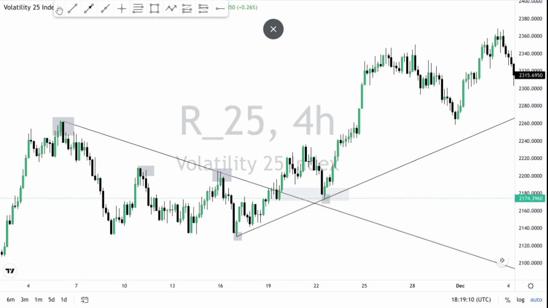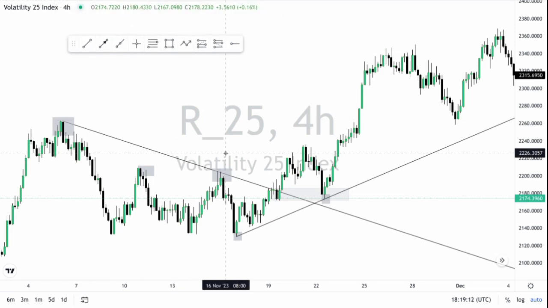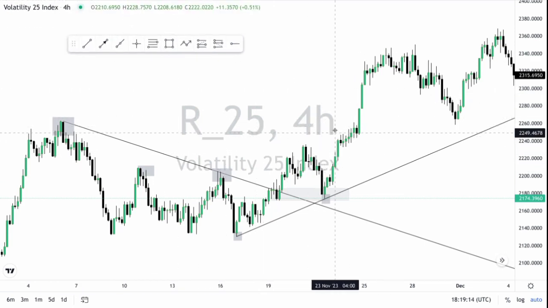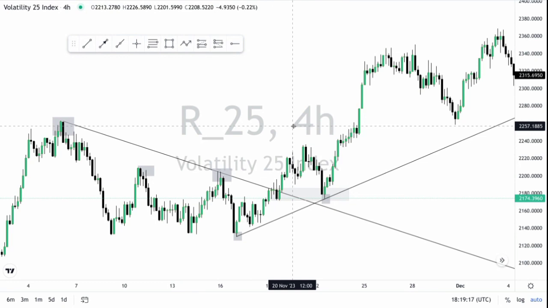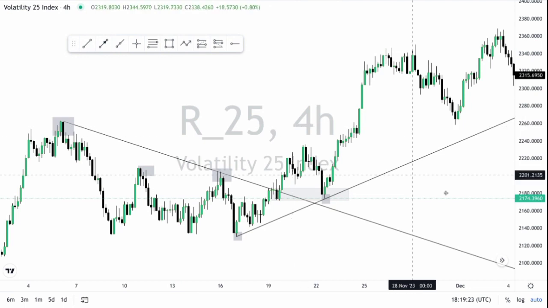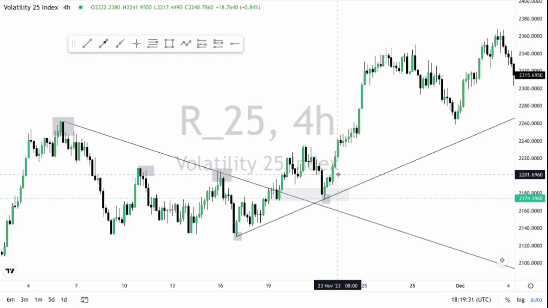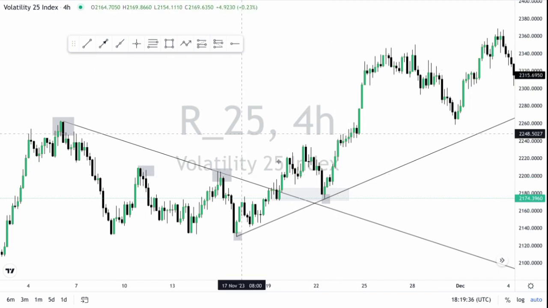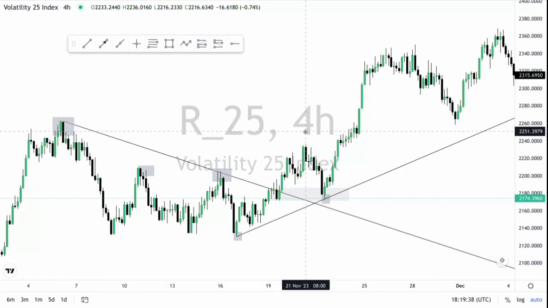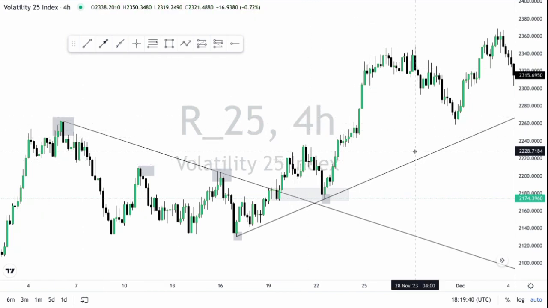So this is a 4-hour chart. As you can see, it's a 4-hour chart, but this also happens on every time frame. If you go to a 5-minute time frame, you can find this. If you go to a 10-minute, 20-minute time frame, you can find this, right? If you are trading a smaller account, you cannot place your trades from a 4-hour time frame. No, you cannot, right?